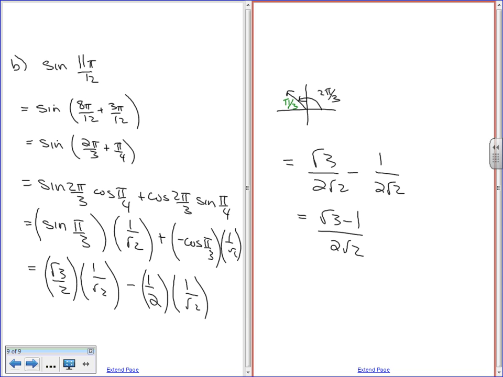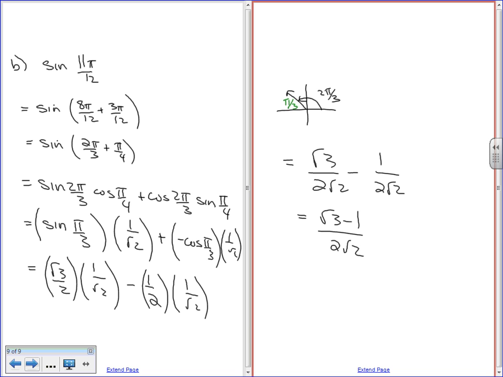So that is the exact value of the sine of 11 pi over 12. Again, on a test, and it amazes me when people don't do this, just check to see if you've done it correctly. Put the sine of 11 pi over 12 in your calculator, get the decimal answer, and they better match. If they don't, you've done something wrong.